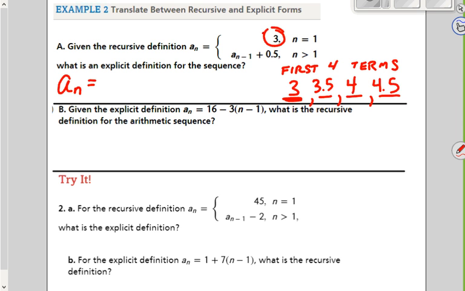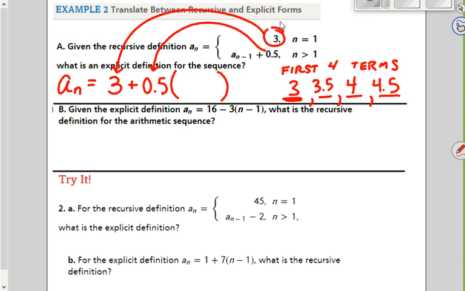You start by putting the first number here. Then you tell me what you're adding or subtracting to get from term to term. And right here, it's 0.5. So we're going to add 0.5. And then in the parentheses, we need to multiply that common difference by the number of times you need to add it to get to the term that you want to get to.